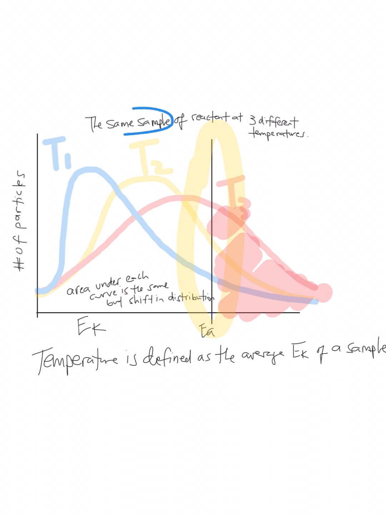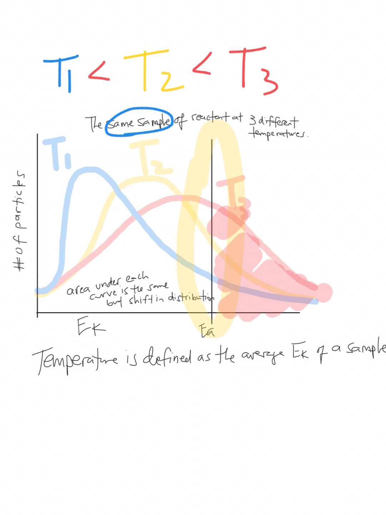As you can see, what I've tried to represent here is the Maxwell-Boltzmann distribution for the same sample, so I'm trying to emphasize that the area under each curve would be the same: the curve at temperature 1, the curve at temperature 2, and the curve at temperature 3. The area under each one is the same. But how would the Maxwell-Boltzmann distribution change if we change the temperature? Temperature 1 is lower than temperature 2, which is lower than temperature 3.